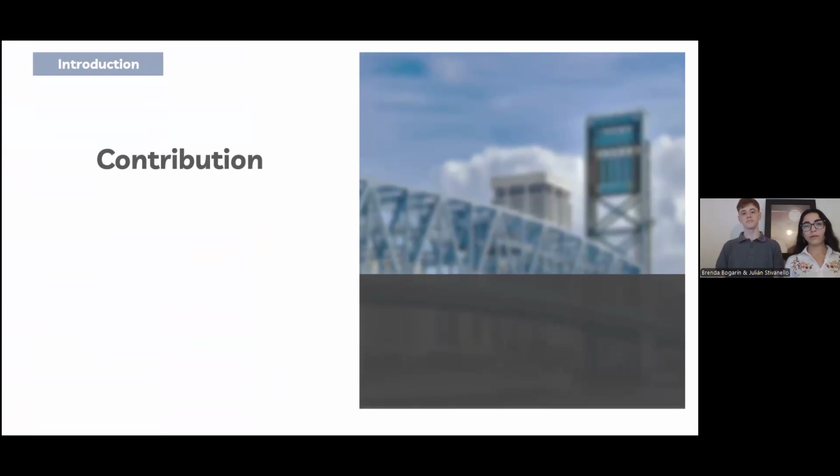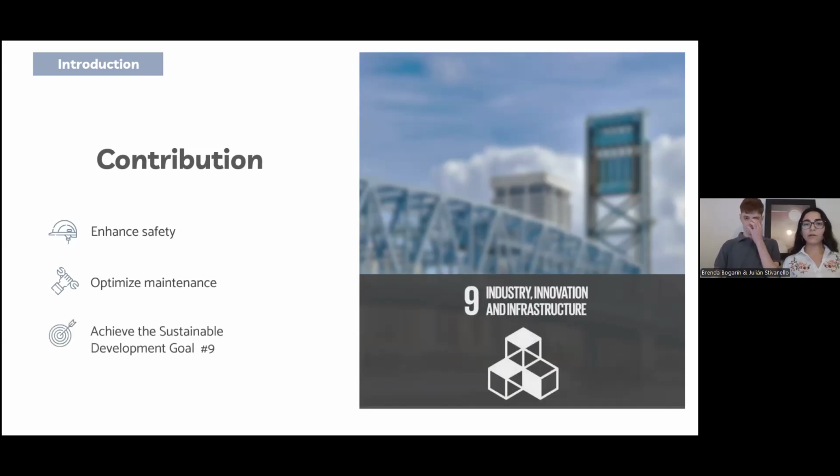This work is expected to contribute to enhancing safety, optimizing the maintenance of the bridge, and achieving Sustainable Development Goal number 9 by promoting resilient infrastructure and innovation.